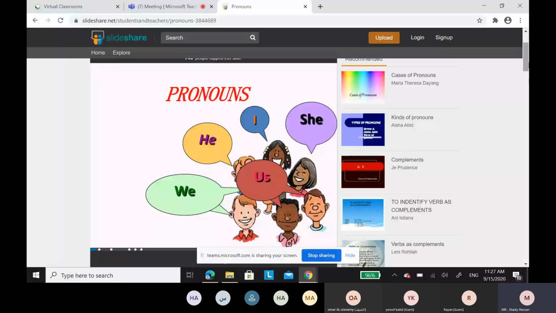The accepted form is replacing the noun Muhammad with a word that refers to Muhammad. I cannot say she, I cannot say they, I cannot say we. For Muhammad, I'm going to say he. And he is a pronoun. So simply, pronouns are parts of speech, and this part of speech replaces the noun. That's all. This is the definition of the pronoun.